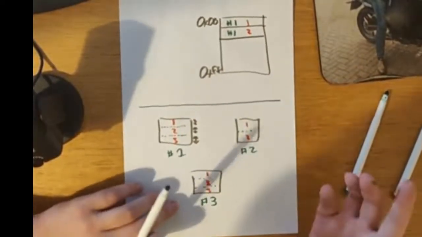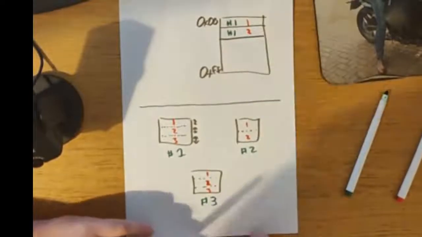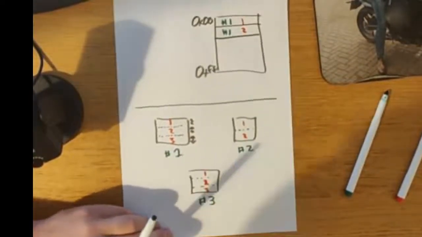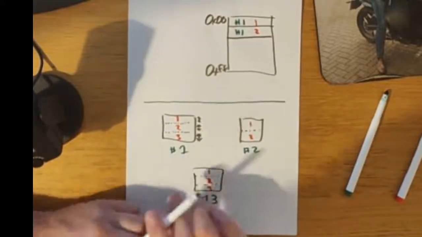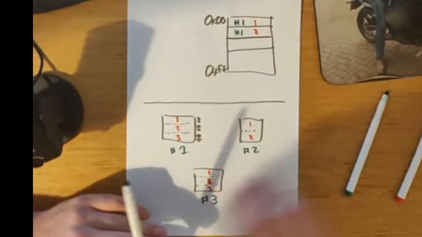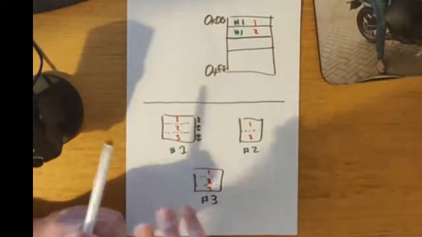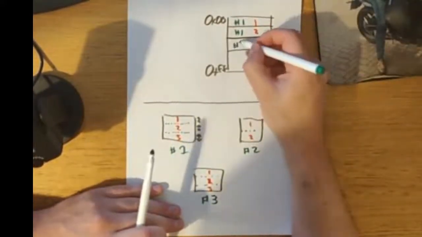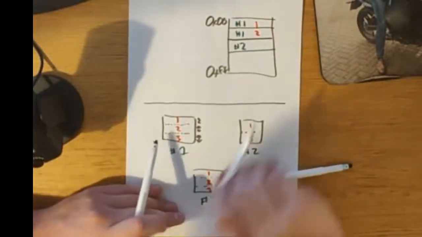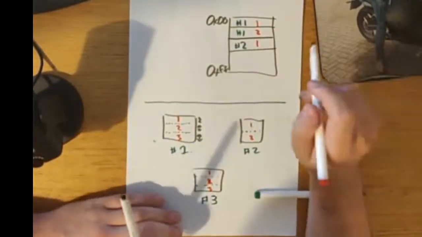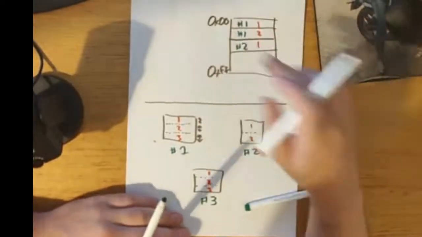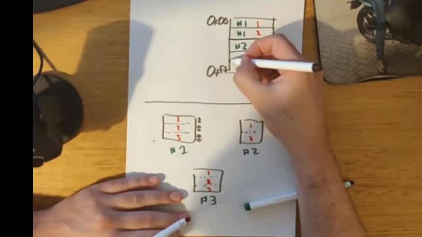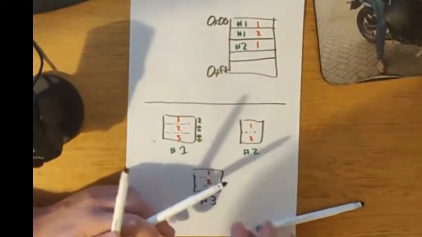But let's say, for whatever reason, this loading process gets interrupted, and the CPU decides to start loading program number two into memory. So program number two, chunk one, gets loaded into this location. And then the CPU switches back to program number one. So program number one, chunk three, gets loaded into memory.